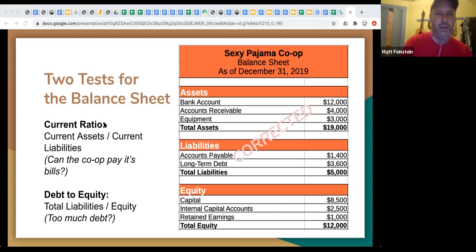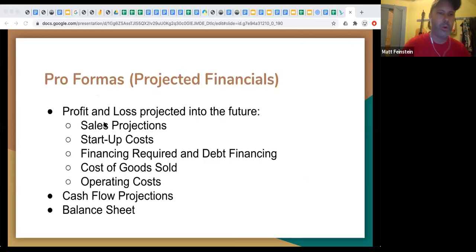Yeah. All right, so we've figured out how this co-op is doing, and we understand this test, and we can use it against another balance sheet that's put in front of us. And then I'm going to next go into looking forward, the projected financials. This is when you're putting together your business plan to get financing or to get investors or partners.